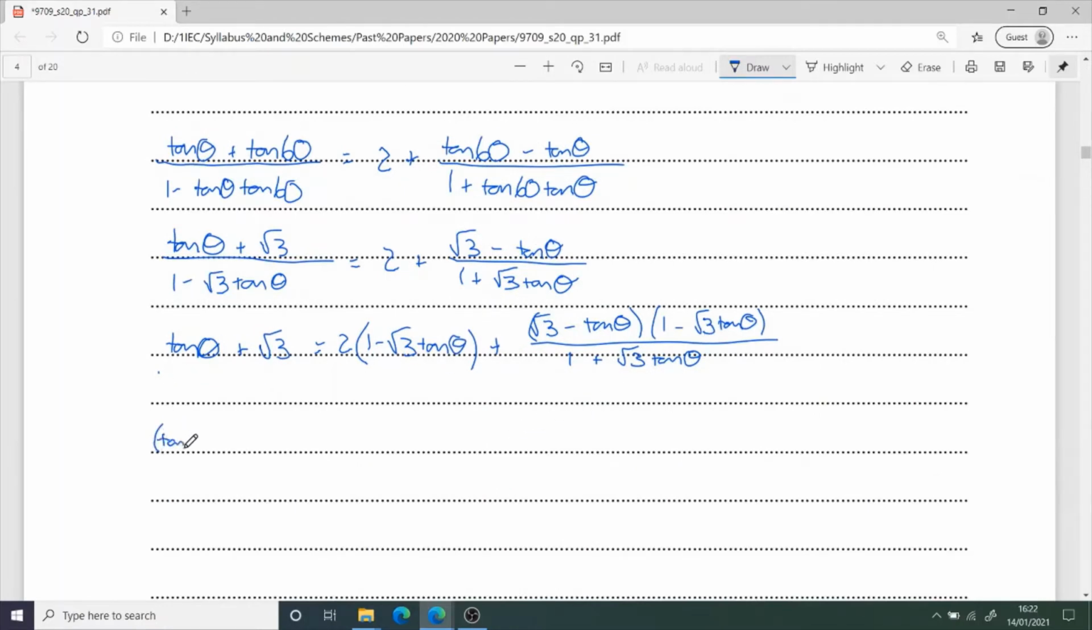Now let's multiply by 1 plus root 3 tan theta. This is going to get quite long this time. Here we go. Tan theta plus root 3 times 1 plus root 3 tan theta is equal to 2 times 1 minus root 3 tan theta, 1 plus root 3 tan theta, and finally root 3 minus tan theta times 1 minus root 3 tan theta.